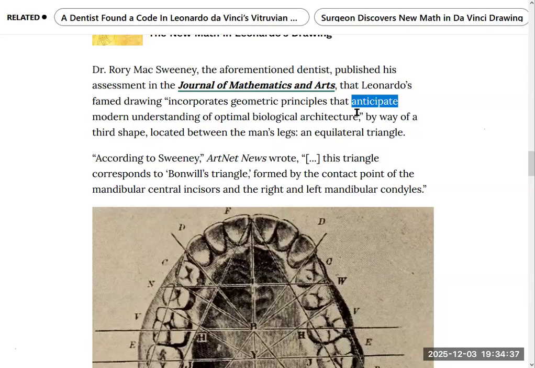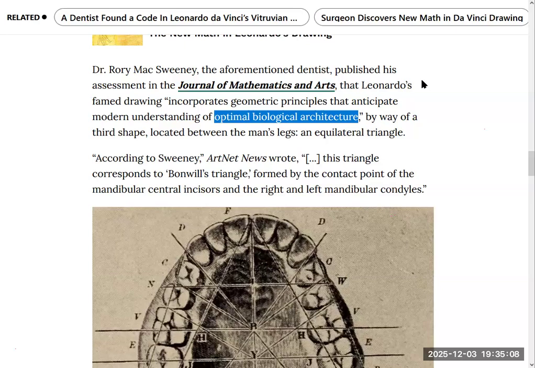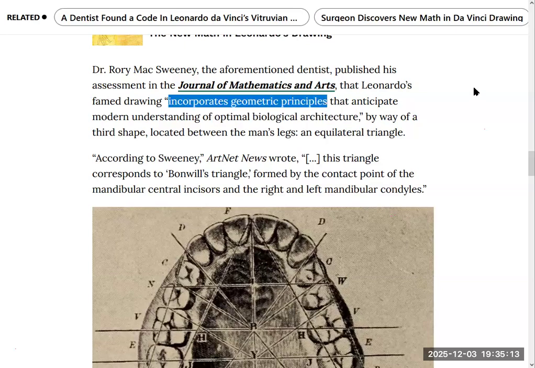So there's that word there. That's a slightly tricky word. Do you fancy just saying those three words there? Principles that anticipate. Yeah, spot on. That's it. Anticipate. You've got it. And maybe those three words there, they're slightly tricky ones, perhaps. Optimal biological architecture. Spot on. You can't improve on that. That's very good. And those three too.